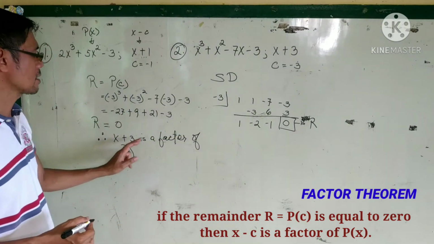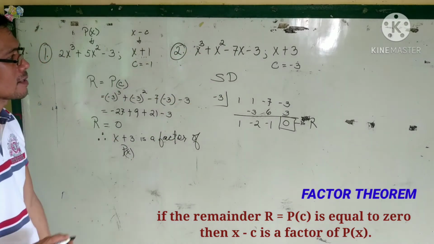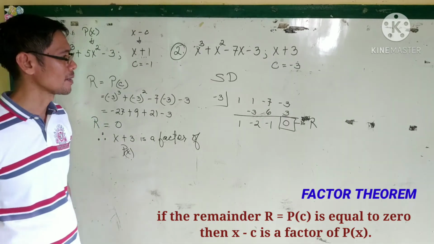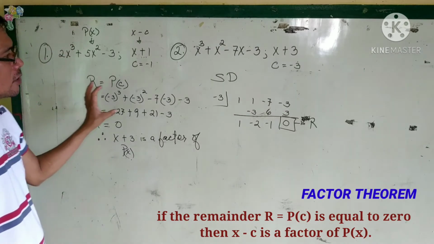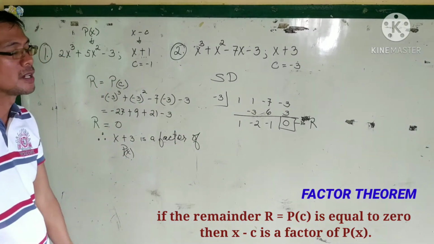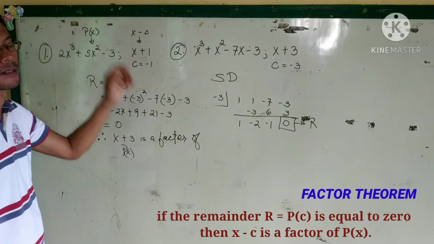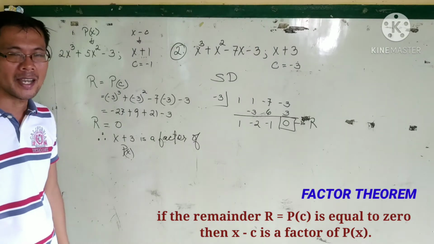Therefore, x plus 3 is a factor of x cubed plus x squared minus 7x minus 3. Okay? So again, that's how we go about the remainder theorem and the synthetic division if we are to show that x minus c is a factor of the given p of x.